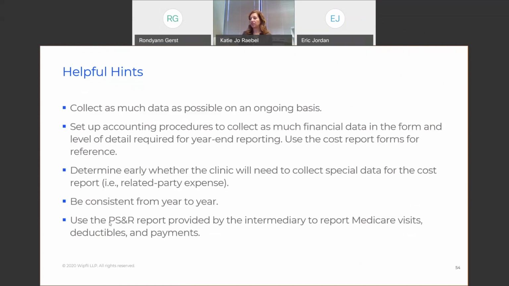Another helpful hint that I'm going to mention is we want to make sure that we keep up with access on our PSNR report. This is that report from Medicare that reports Medicare visits, deductibles, and coinsurance and Medicare payments. That's important for the cost report. And if we don't have access to that, it's hard to get it. It takes a while. So if we're waiting until the last minute to get our PSNR report access, then we oftentimes have to file it without the PSNR data, so we make sure that your payments aren't cut off. So it's an important component that you keep up access in order so that it can be used for completing the cost report.